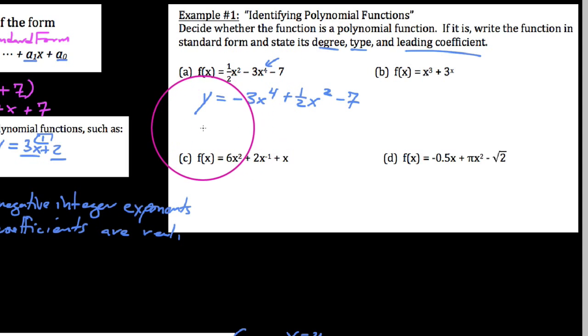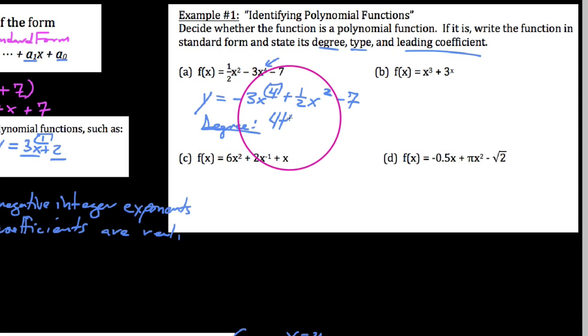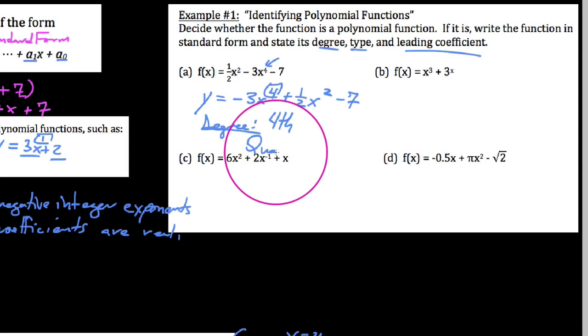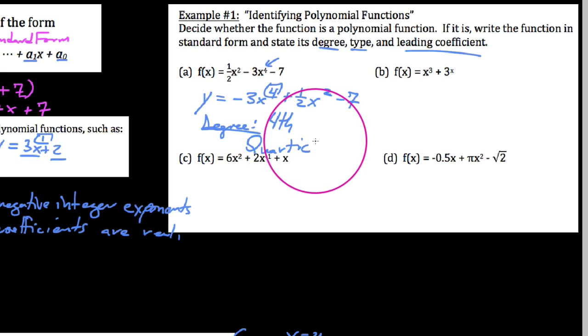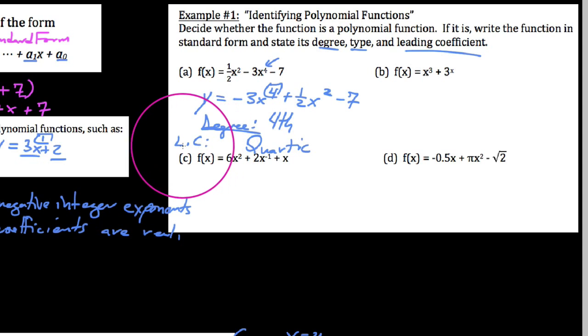And we say, well, what's the degree? The degree of this thing would be the highest exponent on an x, and we say that this is a 4th degree thing, which would make this a quartic type of polynomial. Last but not least, we say the LC, the leading coefficient. What does the leading coefficient equal? In this case, it's negative 3.